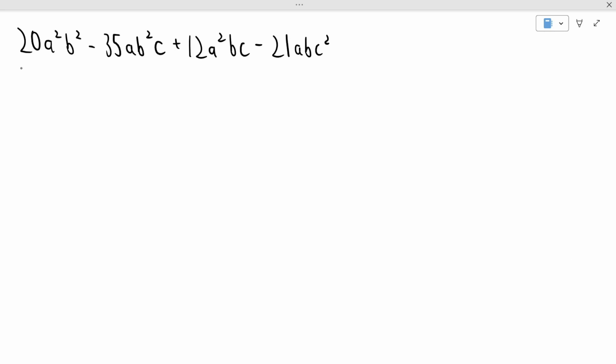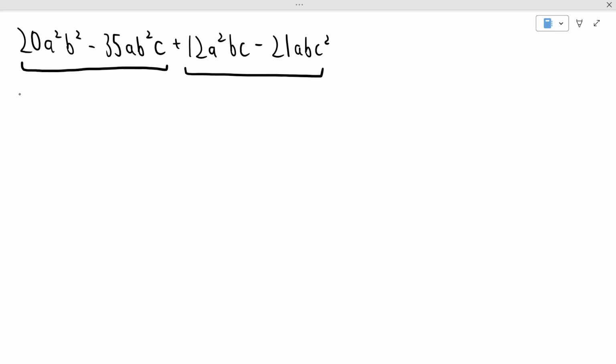Let's take a look at this example. If we look at the coefficients, we can see that the ratio of the coefficients of the first two terms, 20 to minus 35, is the same as the ratio of the coefficients of the last two terms, 12 to minus 21. In both cases, the ratios are minus 4 to 7, so this means we can simply put the first two terms in a group and the last two terms in another group without having to reorder any terms.